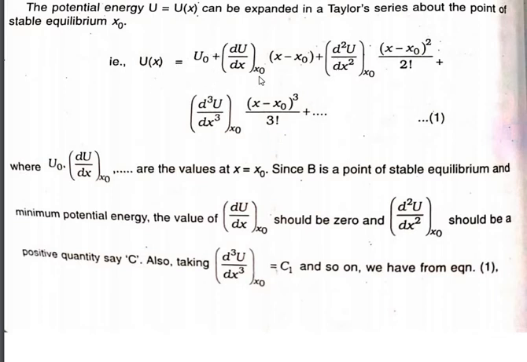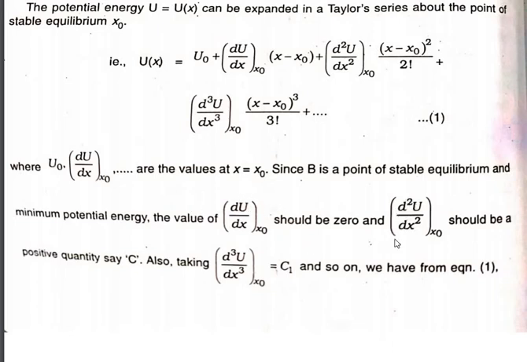പിന്നെ du by dx at x0 എന്ന് പറയുന്നത് നമ്മുടെ സ്ലോപ്പാണ്. അപ്പോൾ x0 എന്ന സ്ഥലത്ത് സ്ലോപ്പ് 0 ആയിരിക്കും. x0 equilibrium point, its slope is 0, so this term is also 0.